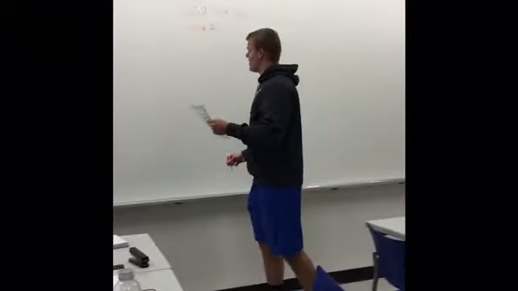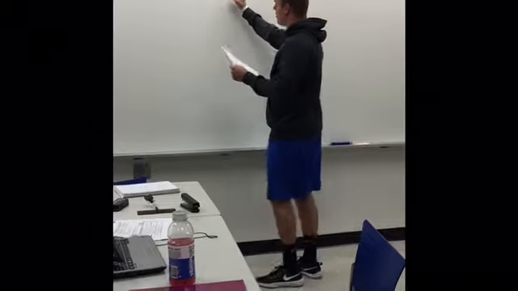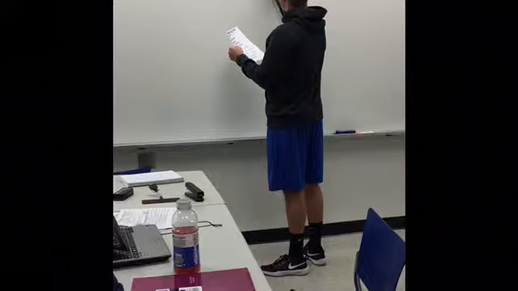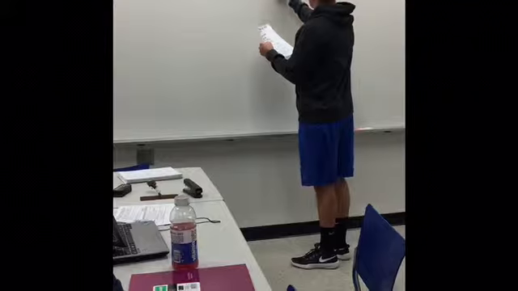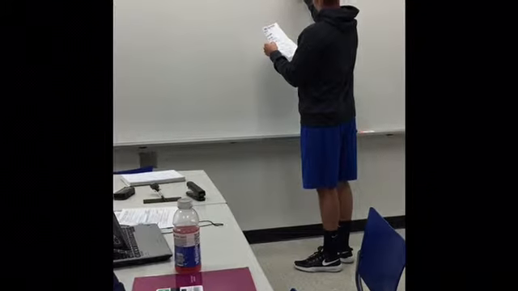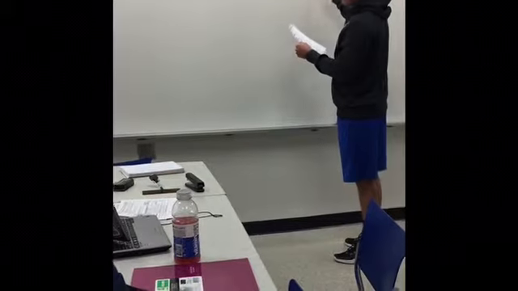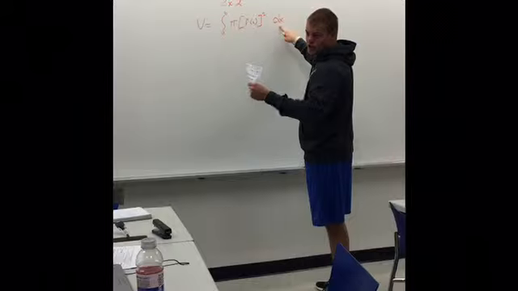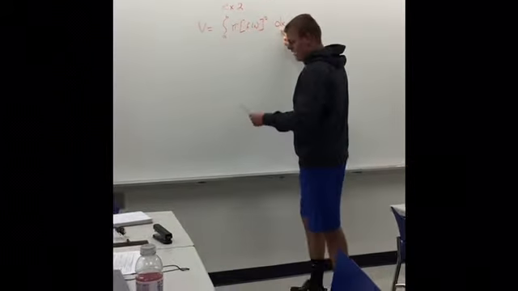Alright class, we're gonna go over how to do the disk method, and this is what the formula for the disk method looks like. So volume equals integral from A to B pi f of x squared dx. Do not forget the dx. A lot of you guys forget that. If you forget that on your test, alright?